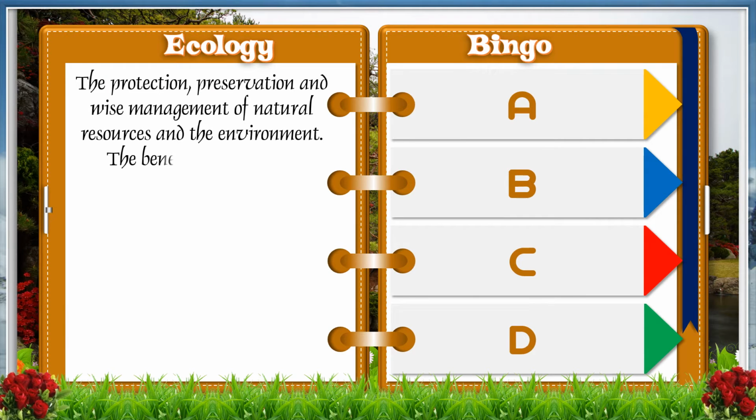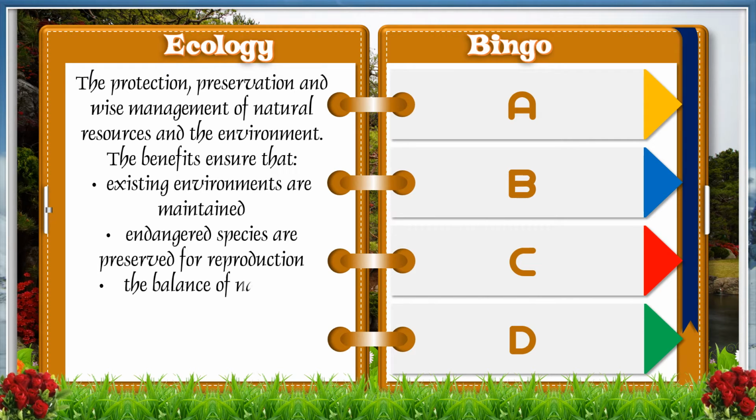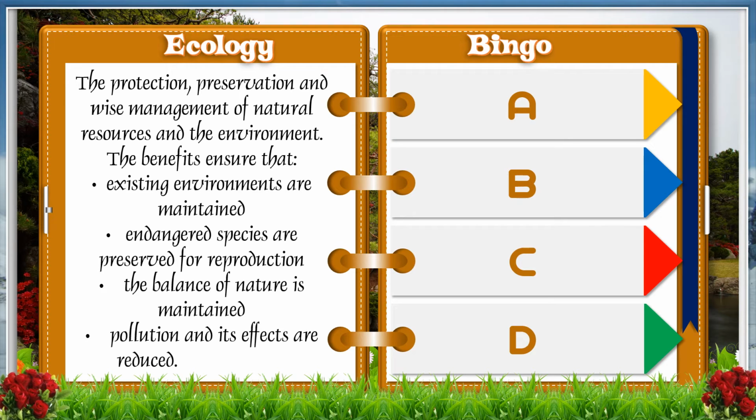The protection, preservation, wise management of natural resources and environment. The benefits ensure that 1. Existing environments are maintained. 2. Endangered species are preserved for reproduction. 3. The balance of nature is maintained. 4. Population and its effect are reduced.